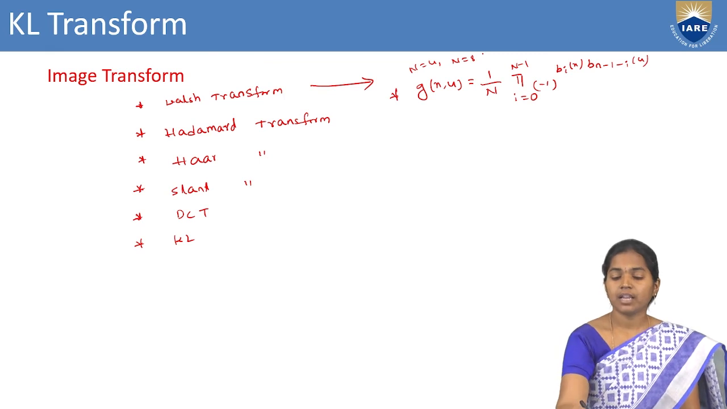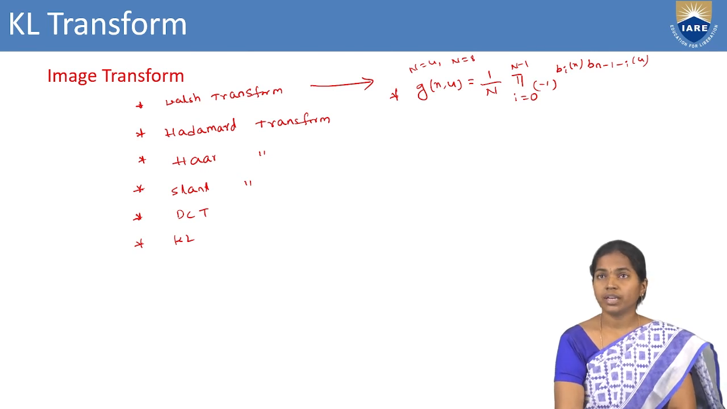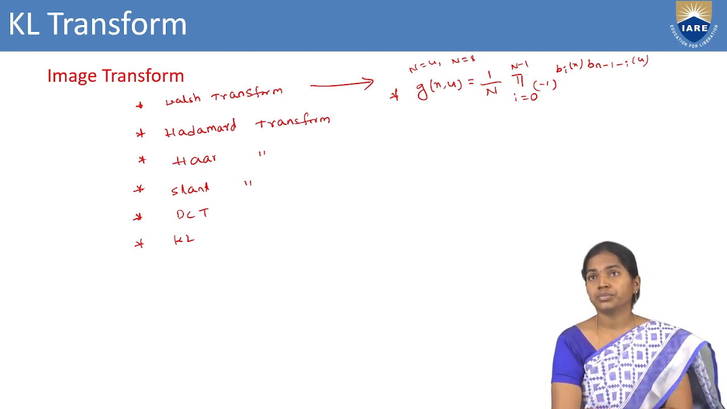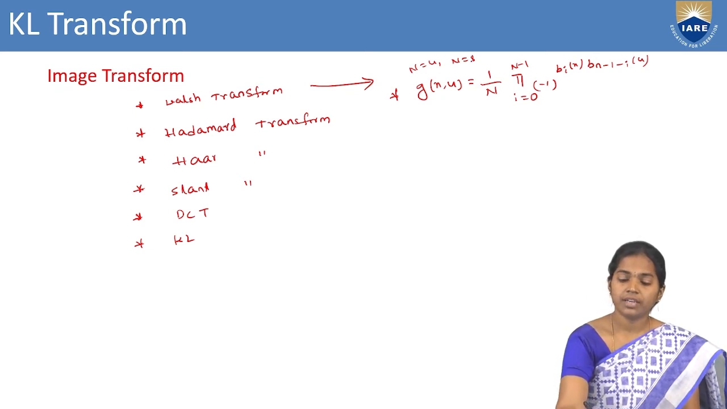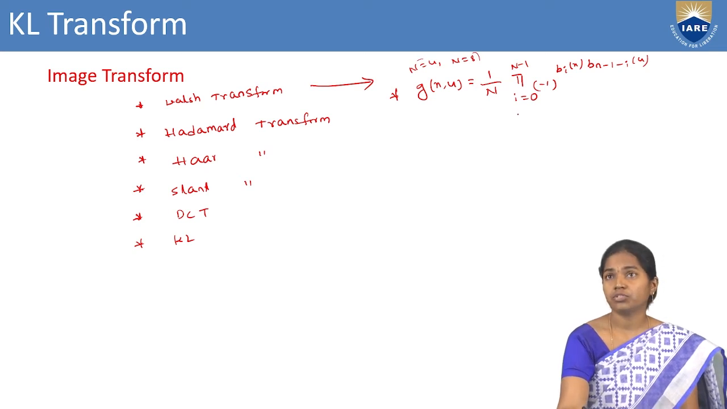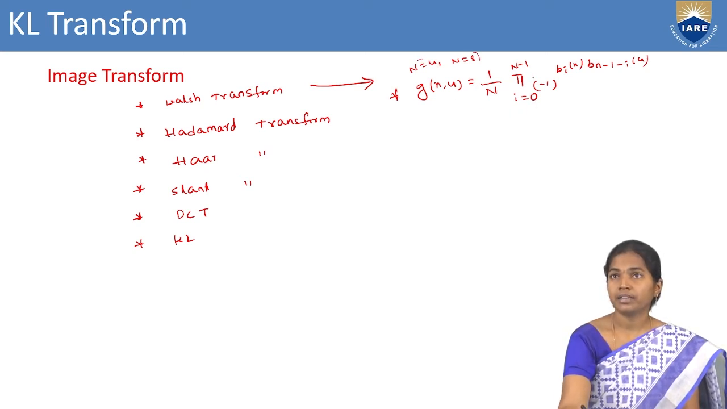Here, if N equals 4, the i value varies from 0 to 3. So the i value changes from 0 to n minus 1. Here capital N equals 2 power small n. So what is the value of n? If capital N equals 8, then 2 power 3, so small n is 3.